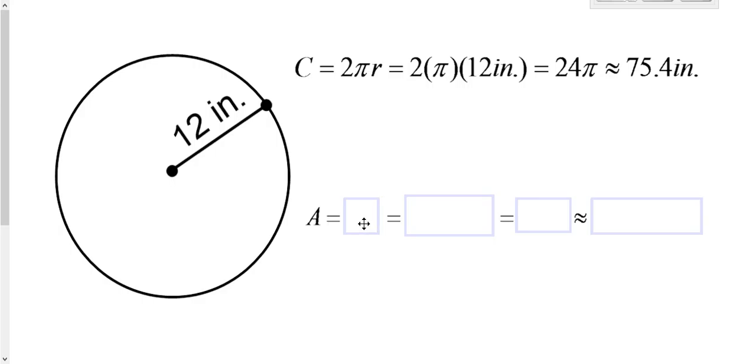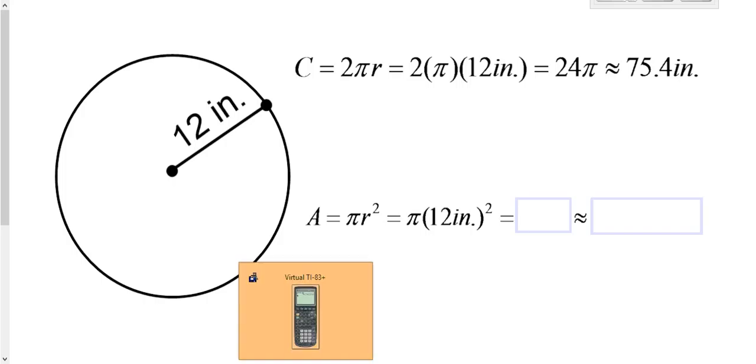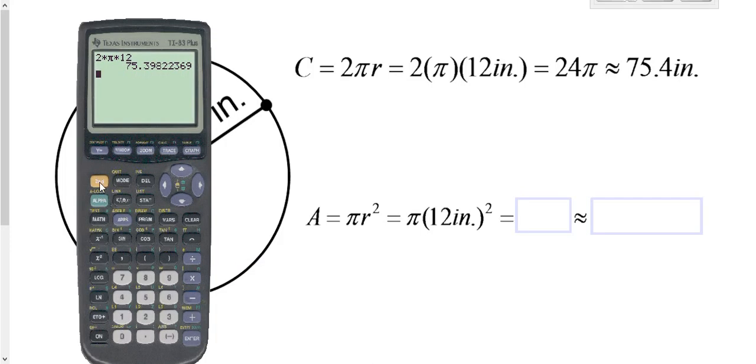Area, the formula was pi r squared, pi times the radius to the second power. So we set it up like this. On our calculator, I'll take pi, second, and then the pi key, times 12. I don't have to use the parentheses or anything, to the second power. That's good enough. And rounded to the nearest tenth, we'll hit 452 point. This is a 3, but the next number is an 8, so I've got to round that up to 0.4.